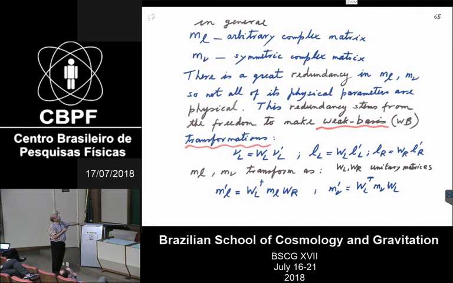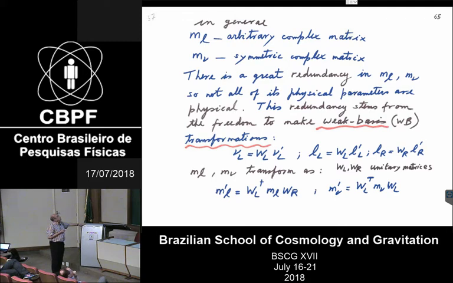Now, if you do that, it's convenient to go to the weak basis where ML, which is an arbitrary complex matrix, is diagonal. And M nu is a Majorana mass, so it's a symmetric complex matrix. There is great redundancy in ML and M nu, and that redundancy, like in the quark sector, arises from the freedom to make weak basis transformations.